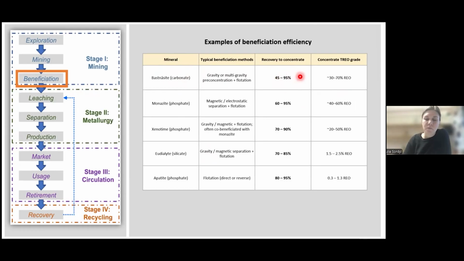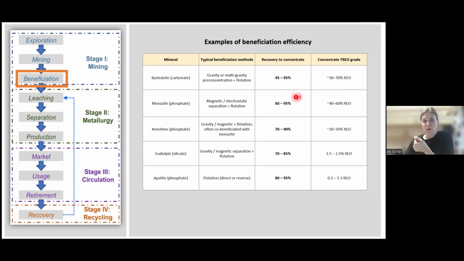So the range is quite broad, from 45 to 95%. It, of course, depends on the scale. Laboratory or pilot tests usually yield higher efficiency, around 80 to 95%, and industrial scale is usually a bit lower. But it's okay because bastnäsite is rich in rare earth oxide, so usually the grade of a concentrate can be up to 70% of rare earth oxide.